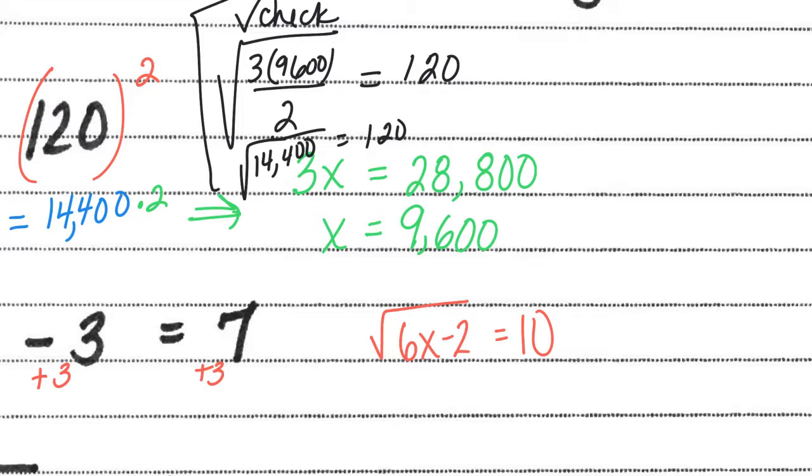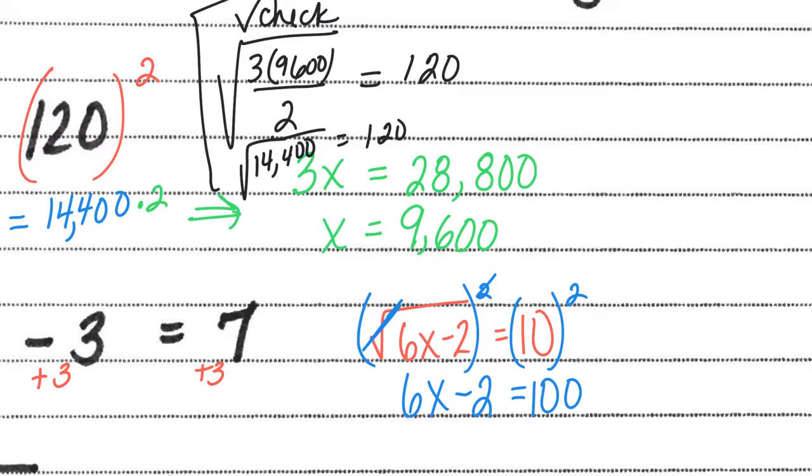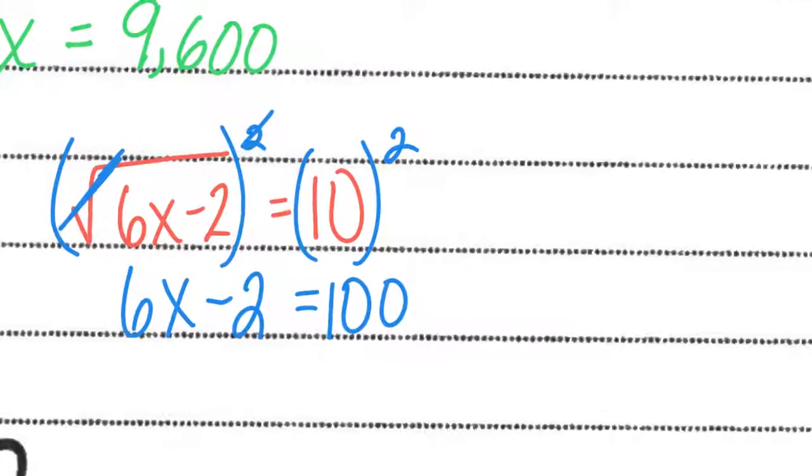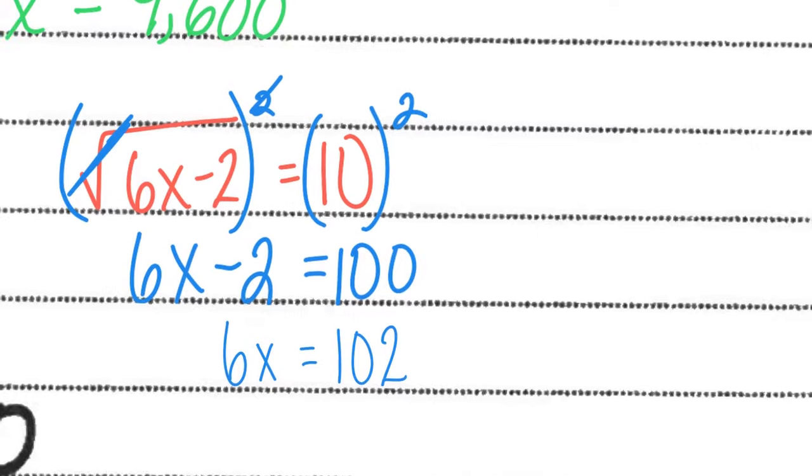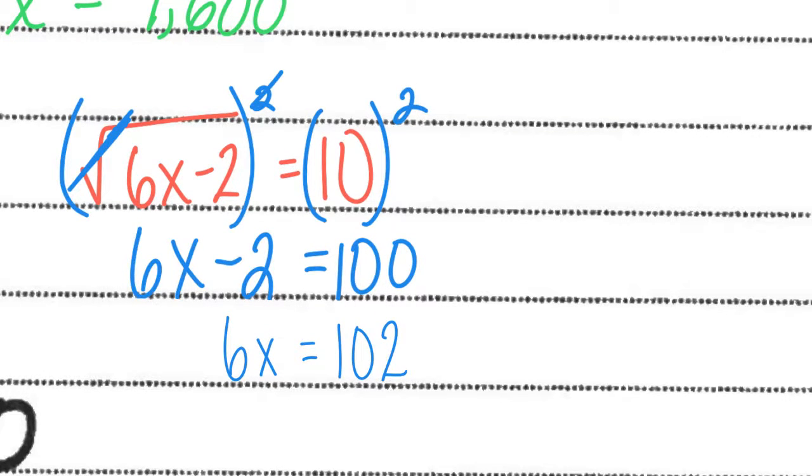And now I have to go ahead and square each side. A lot nicer numbers to work with here. So we have 6x minus 2 is equal to 100. And let's continue. We're going to add the 2 over. 6x is equal to 102. And in this case, when I divide each side by 6, again, just use your calculator. X is equal to 17.